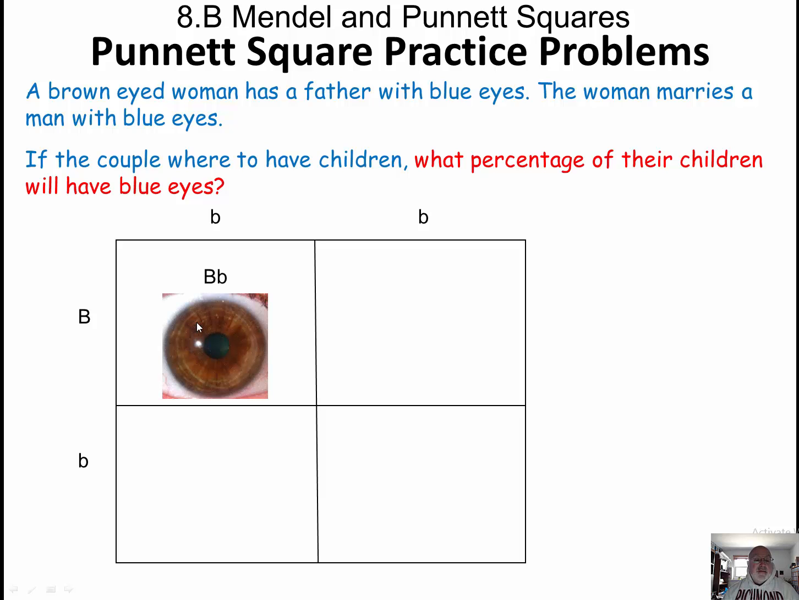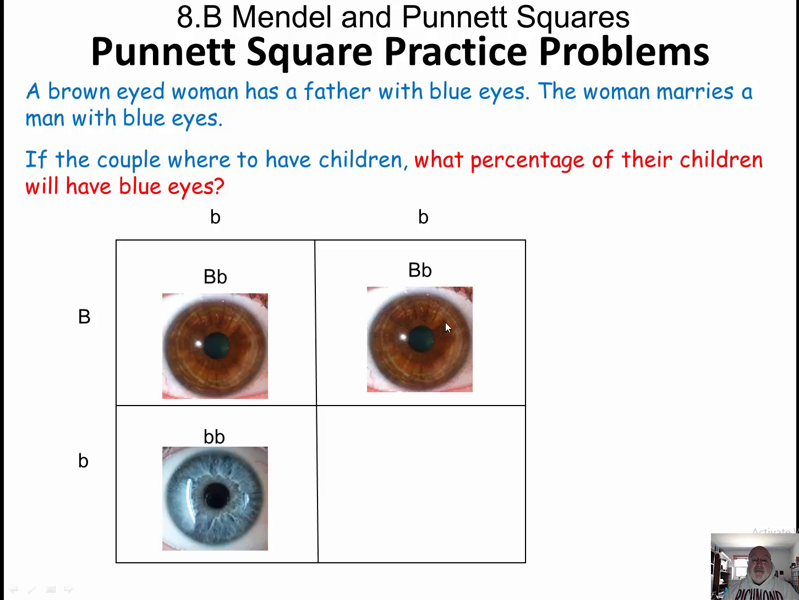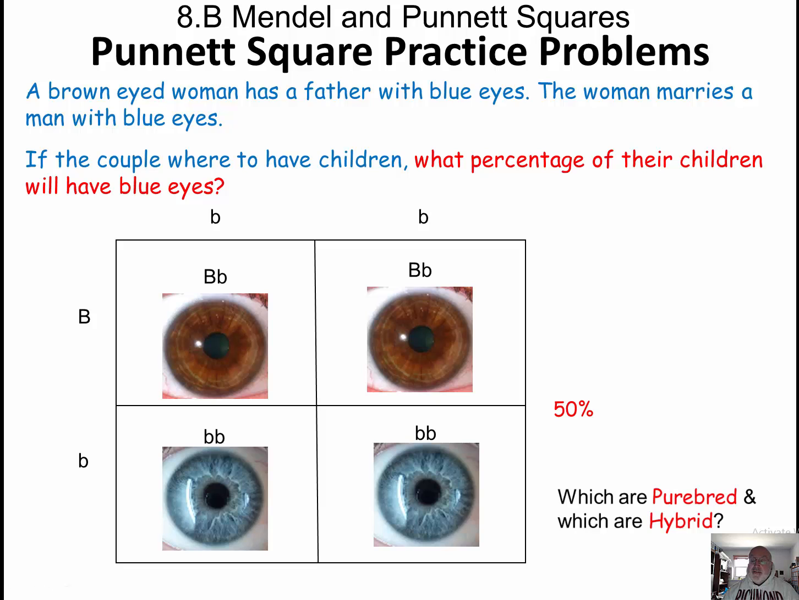In this box, we're going to get brown. In this box, we'll get blue. In this box, we'll get brown. In this box, we'll get blue. So what's our ratio? Our percentage? It's a 50-50 chance. Which are purebreds? This one and this one. Which are hybrids? This one and this one.